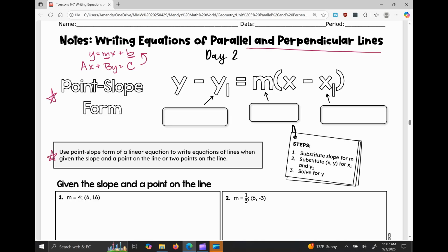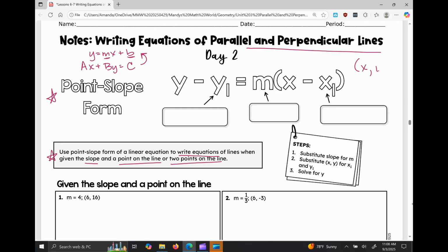We use point-slope form of a linear equation to write equations of lines when you're given information about the line, such as the slope and a point on the line, or you could be given 2 points on the line. So let's label these parts of this form.